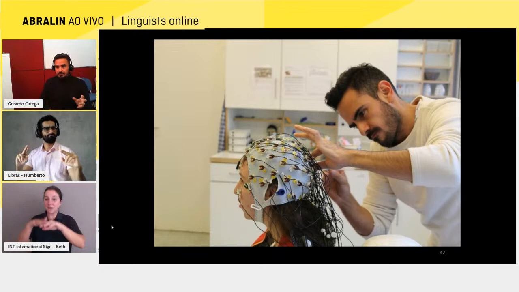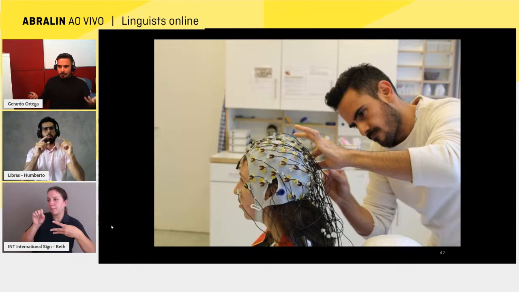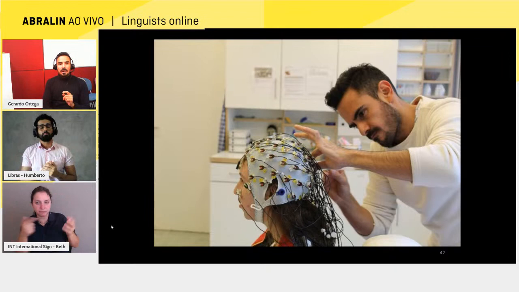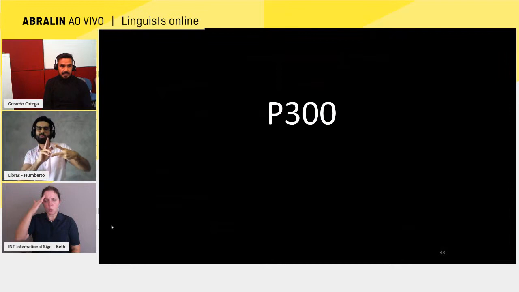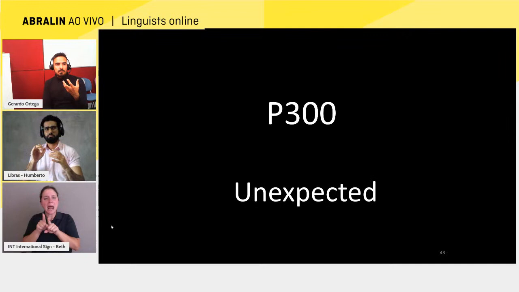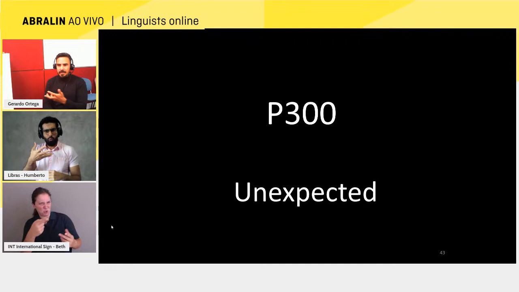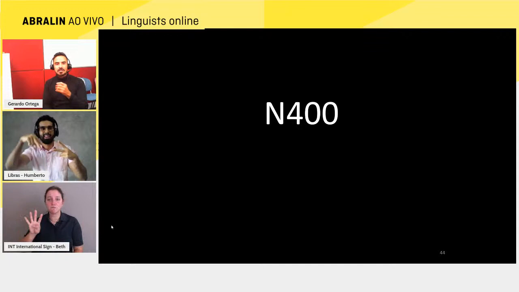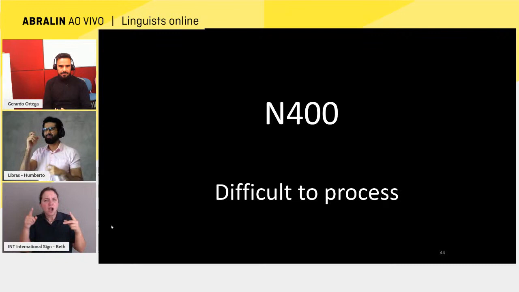There are several signals and several components in this literature, but the ones that we were interested in were two. One of them is called the P300. In a nutshell, the brain produces this component when we perceive an unexpected stimulus, something that is novel or something that we did not expect. And we also focused on the N400, another component that signals when something is difficult to process, or semantically difficult to process. So what does this mean in terms of our experiment?